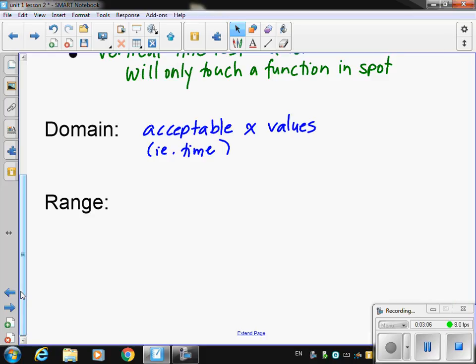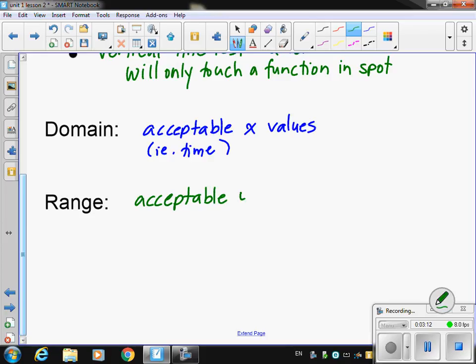The range would be the acceptable y values. For instance, when we were looking at quadratics last year, we often talked about height. Does it make sense to have the height of a ball be negative? Would it make sense to have the height of a ball be 10,000 meters? Probably not. So there's probably a range of values that would make sense for your y values.